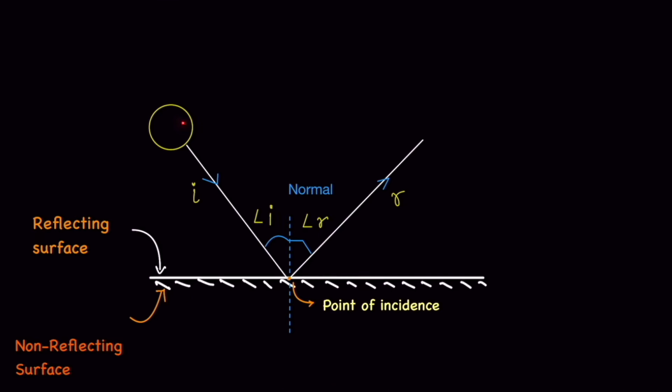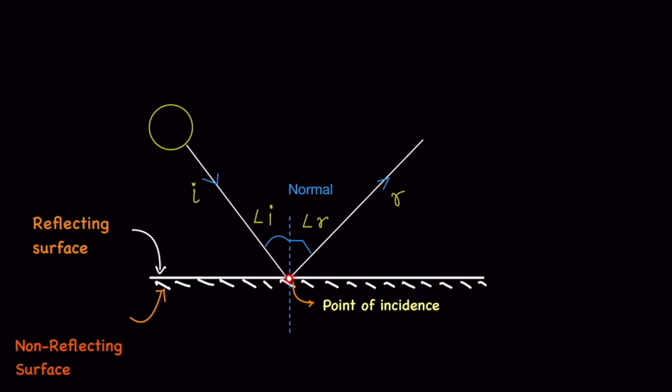In this figure, here is the object. It could be luminous or non-luminous. The object releases the ray. When the ray is coming out from the object, it is called the incident ray, and we represent it with a small i. Light always passes through a straight path, and in the same way this incident ray passes through a straight path. And you see this is the surface.